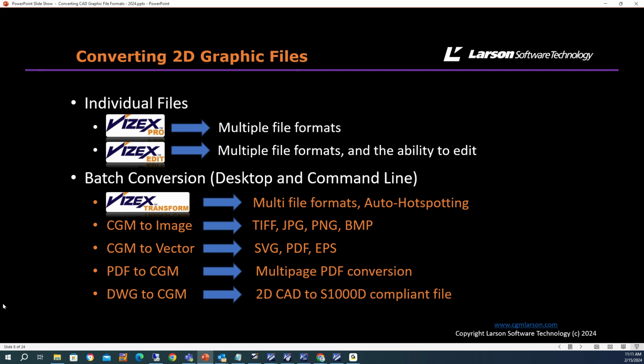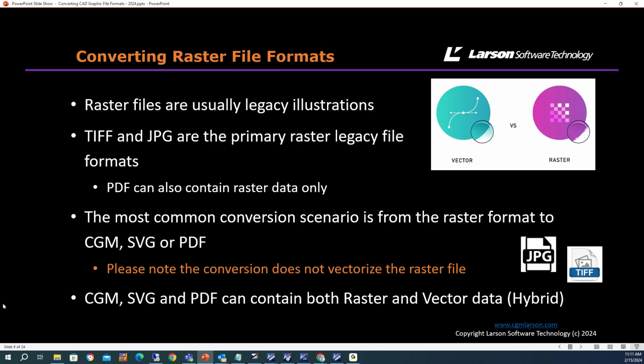So the first scenario we'll look at, or use case, is converting raster files to say CGM or SVG. Probably the most popular ones you'll see are TIFF and JPEG, but you could also have PDF as well, which contains raster only. The most common scenario would be to take those raster files and convert them to CGM, SVG, or PDF.